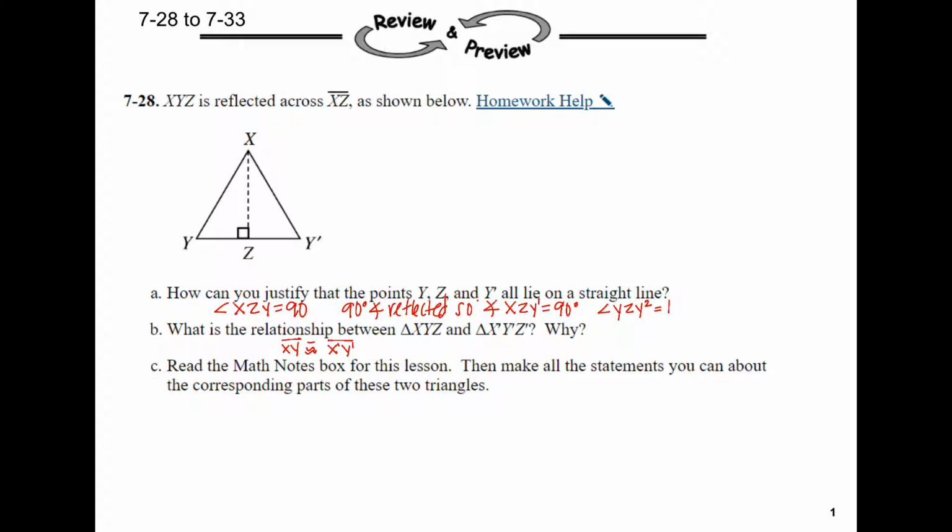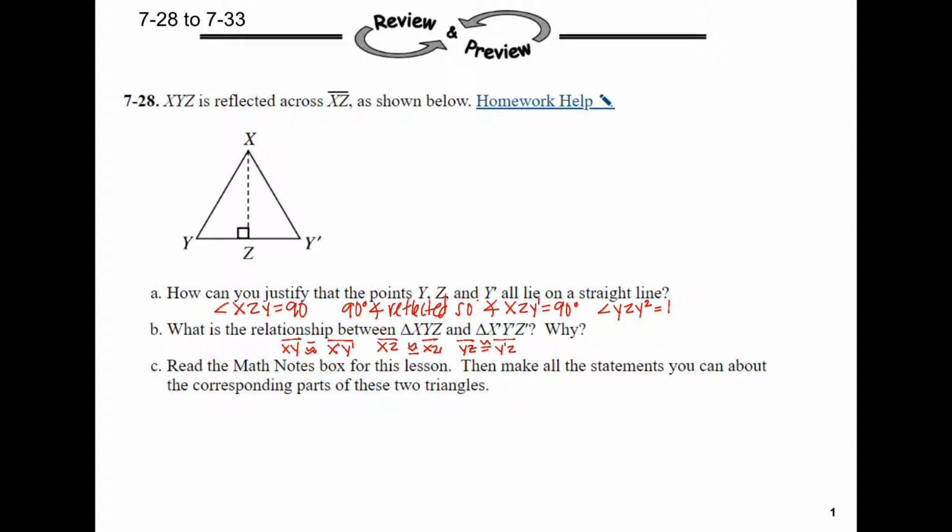We can also conclude that XZ is congruent to X prime Z. And we can also say that YZ is congruent to Y prime Z. They must be congruent because rigid transformations, such as reflections, do not alter the shape or the size of any object.